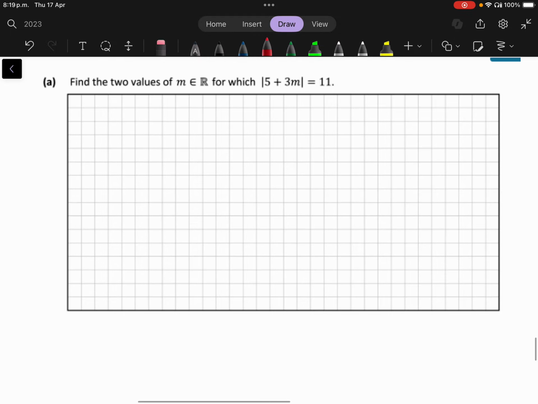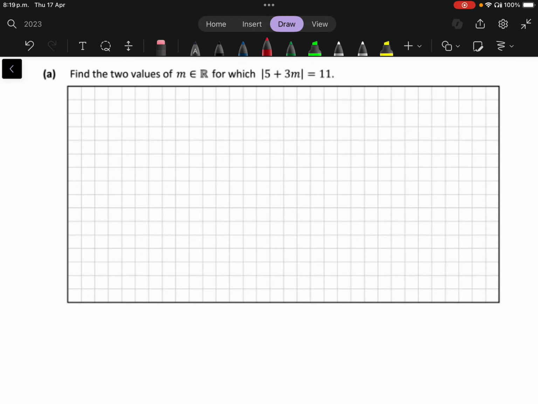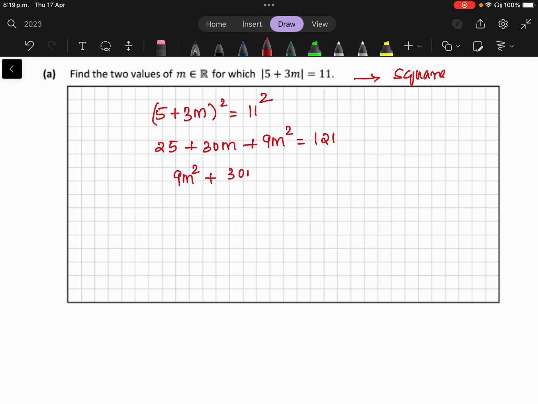Okay, now the second one is the modulus operator. Again, whenever you see the modulus operator, you can immediately think of squaring. Okay, so here squaring both the sides, so 5 plus 3m the whole square is equal to 11 square, and this one will be 25 plus 30m plus 9m square is equal to 121. The 9m square plus 30m minus 96 is equal to 0.